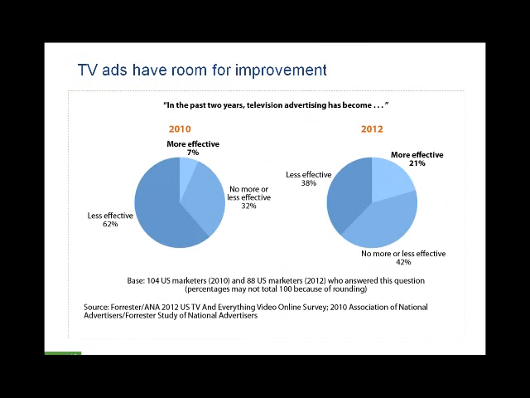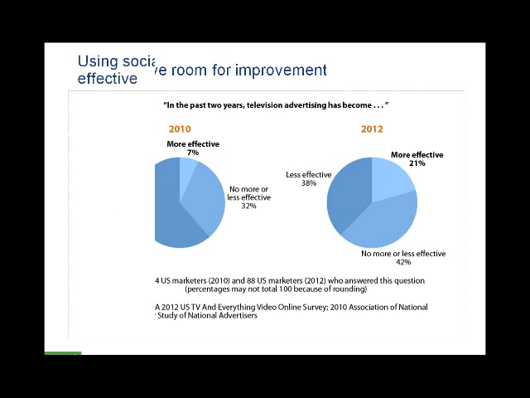And TV ads, quite frankly, have room for improvement. So we see here that in the past 2 years, television advertising has become more effective, so 21% up from 7%. And so, we can make television advertising more effective by using these social TV tools and using better measurement and metrics.